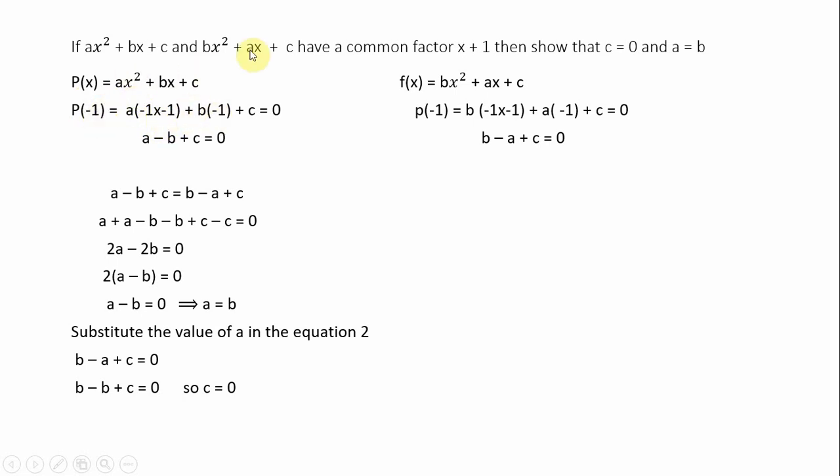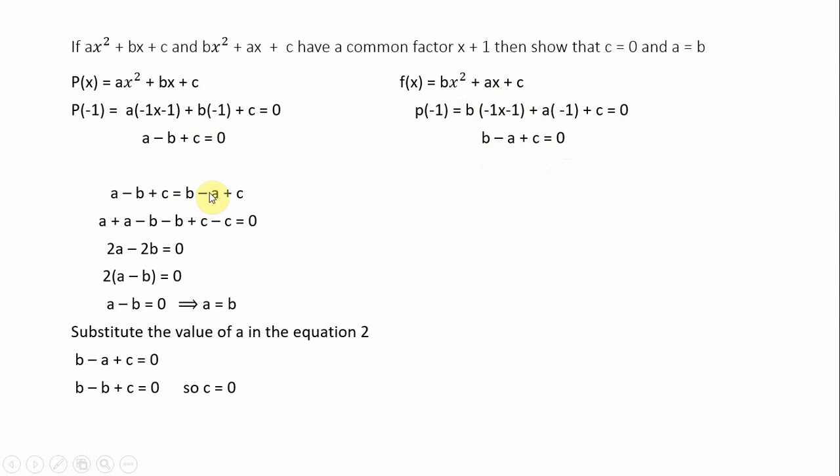Why do you have to substitute minus 1? Because your g of x is equal to x plus 1. So here g of x, x plus 1 is equal to 0. So x is equal to minus 1. So substitute the value to get a minus b plus c is equal to 0 in your first equation. Now in your second equation, bx square plus ax plus c, b into x square plus ax plus c is equal to 0. It is b minus a plus c is equal to 0. Now this is also equal to 0. This is also equal to 0. So when you equate these two, means what? a minus b plus c is equal to b minus a plus c.